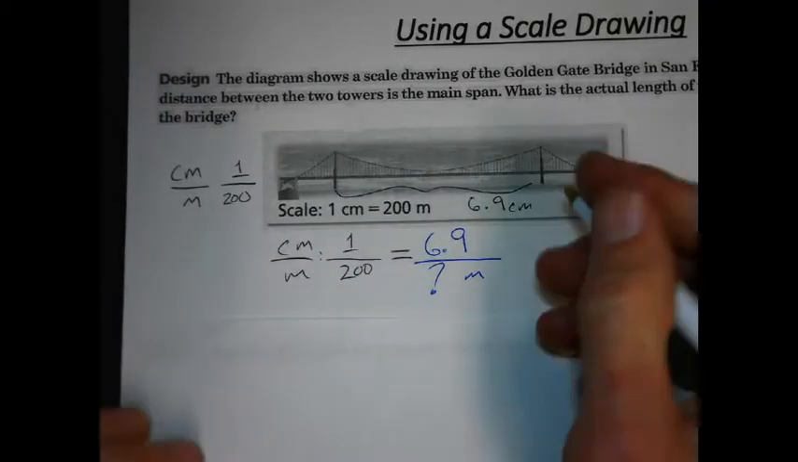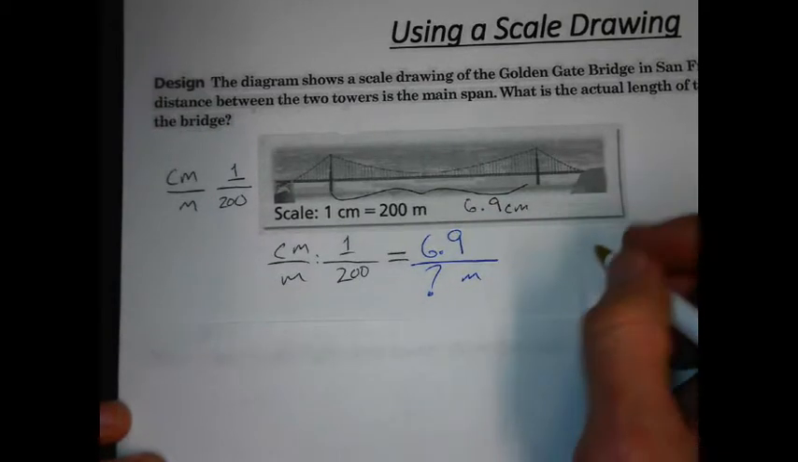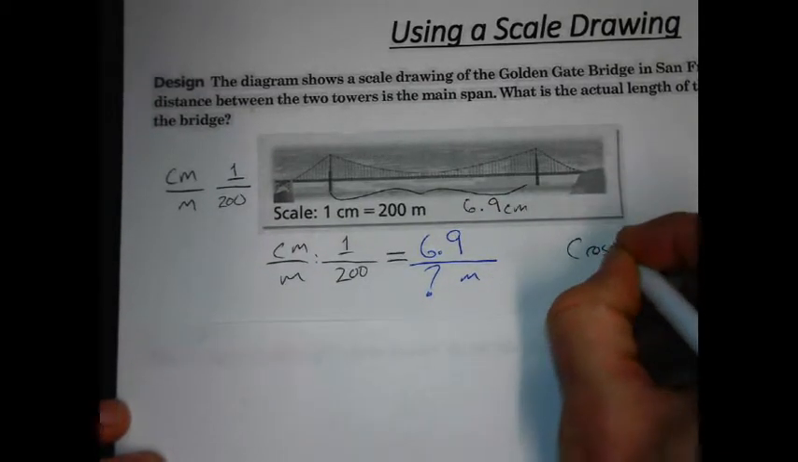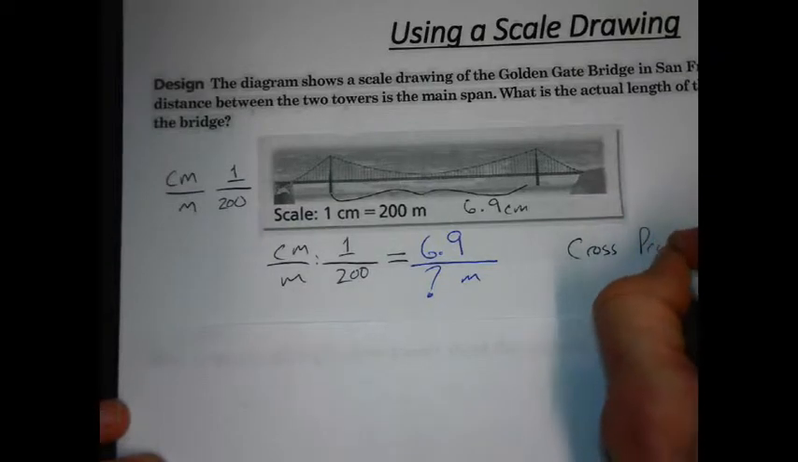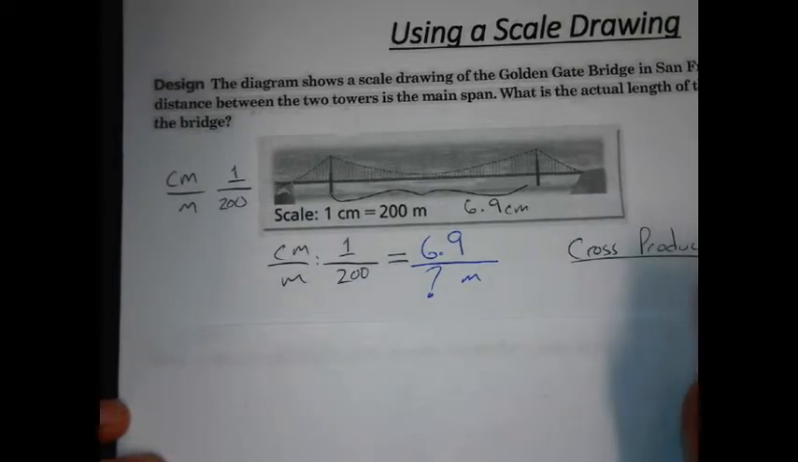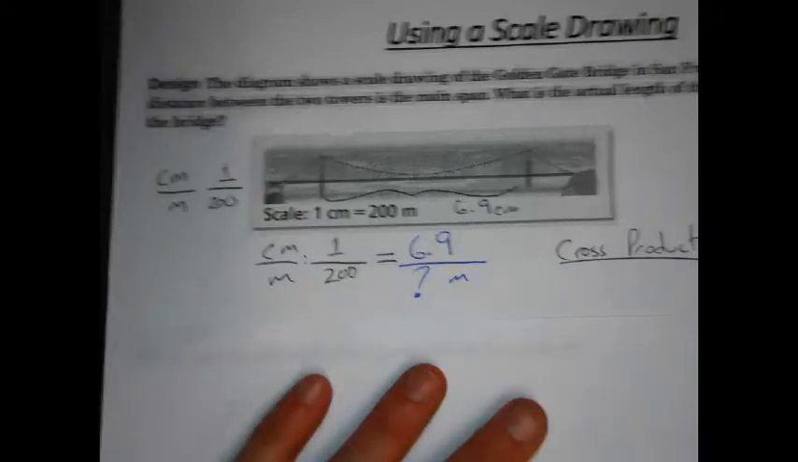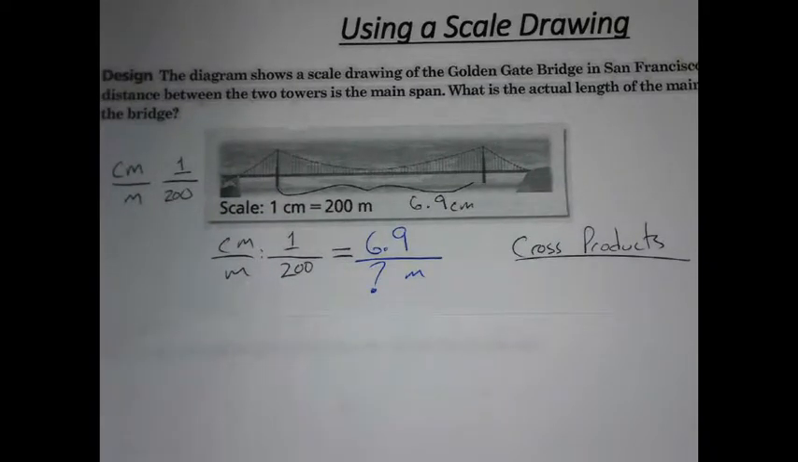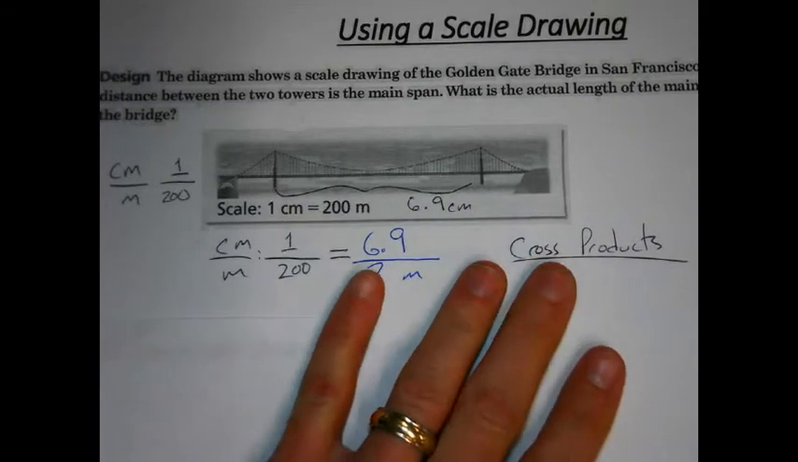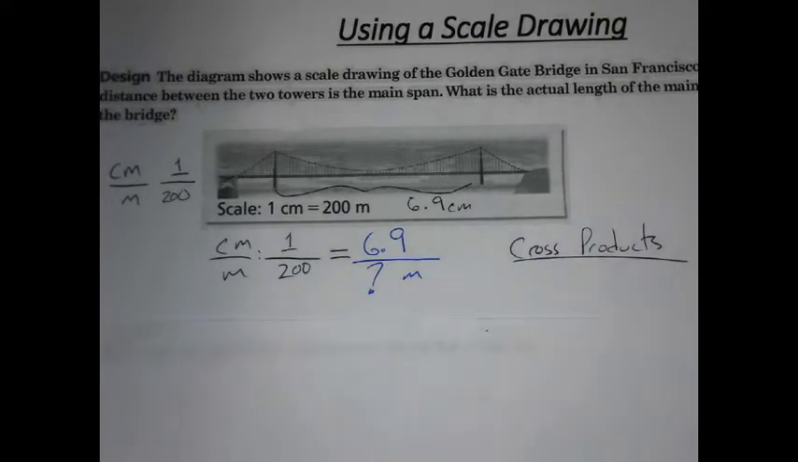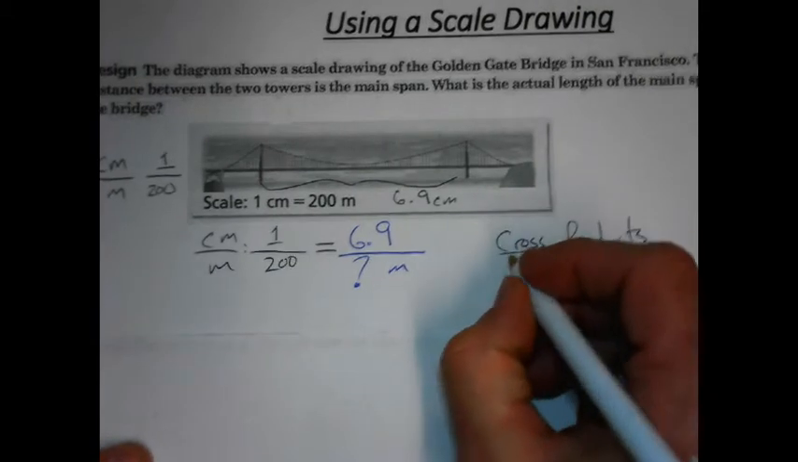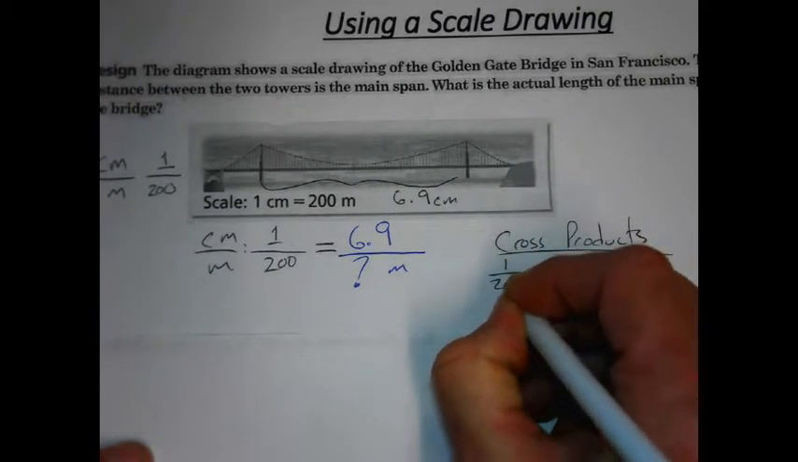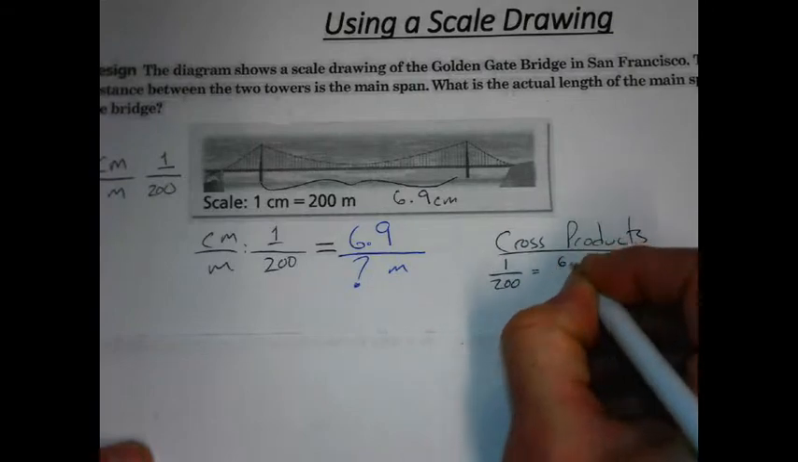Okay, so we can cross multiply, use the cross products, just like we've done in the previous lesson. So if this is all unfamiliar to you, you must stop here and go back to the previous lesson on ratios and proportions, and I believe this would be video 3. Okay, so we have to remember how cross products work. So the product of the extremes is equal to the product of the means. So we can make even a prettier equation, shall we? So we have 1 to 200 is equal to 6.9 to x, right?